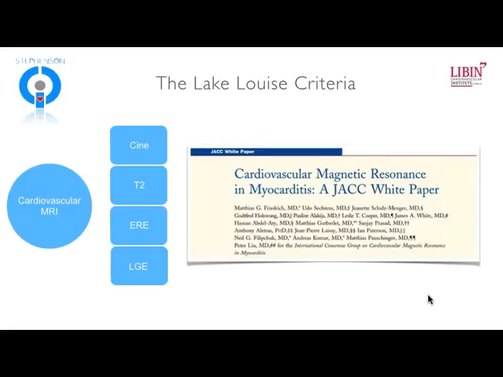All of this work, which was really being done in the late 90s to early 2000s, was put together in what was called the Jack White paper, and this is diagnostic criteria established for the CMR diagnosis of acute myocarditis, often termed the Lake Louise criteria. It's called Lake Louise criteria because a bunch of people got together and enjoyed the view for a couple of days overlooking Lake Louise.